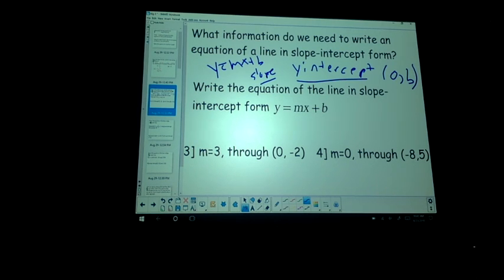You plug it in. If you had this, I have the slope, and this is (0, b). So knowing that, you can just say, well, I know I'm going to use y = mx + b. I know what m is, and I know what b is. And there's your answer.